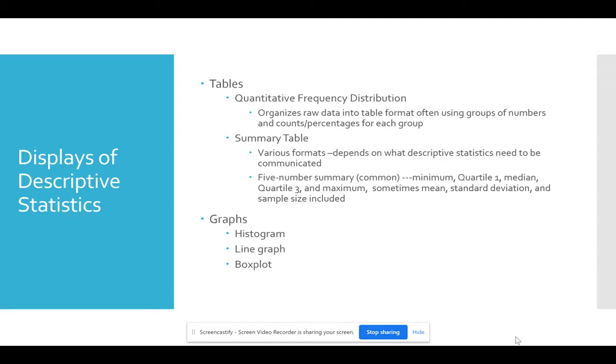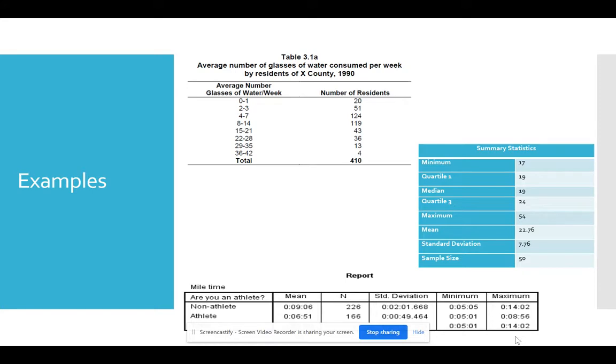There are also a variety of graphs that you can use to display them. We can use a histogram, a line graph, and a box plot. And I've kind of given you some examples. I just Googled and found a variety. The top table 3.1a here would be similar to a quantitative frequency distribution. They've grouped the average number of glasses of water per week, and so we can see that 20 residents drink between 0 and 1. So this is what we would often call a grouped frequency distribution.